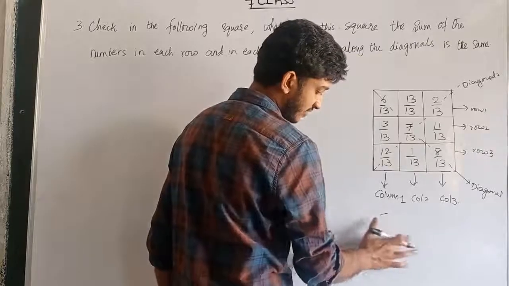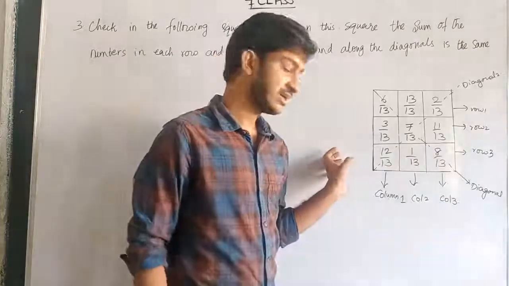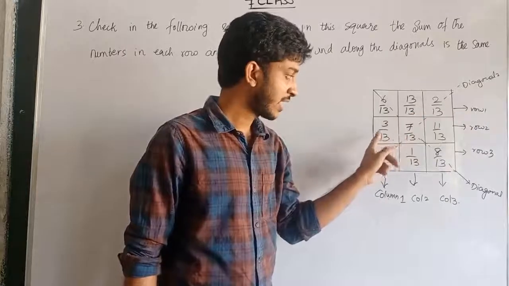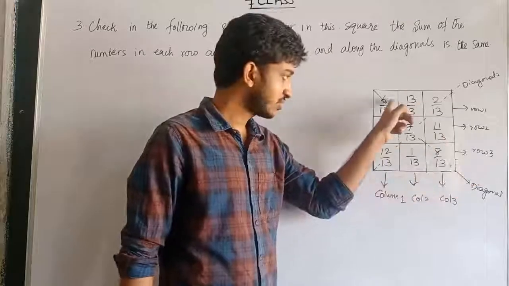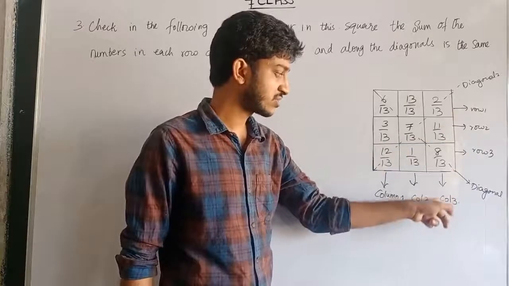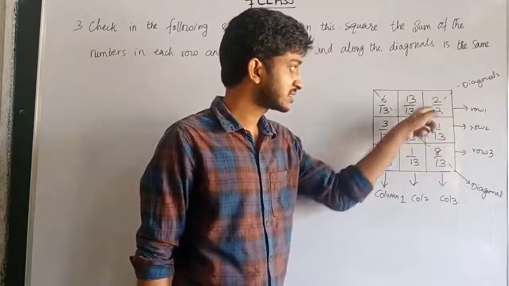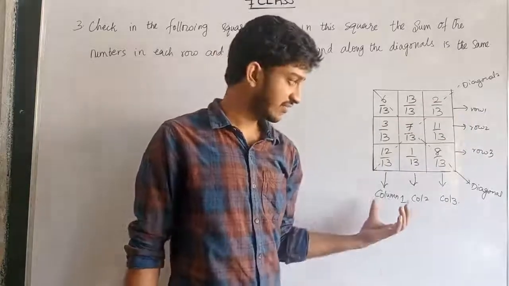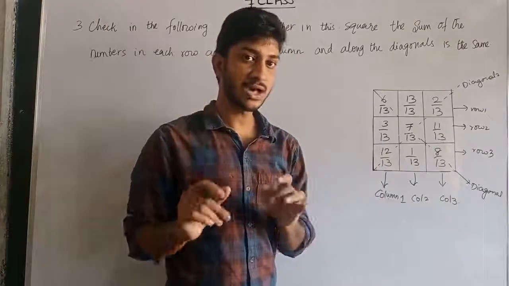He is asking for the sum of each row, which means we have to add the 3 numbers in row 1, 3 numbers in row 2 and 3 numbers in row 3, and also the 3 numbers in column 1, column 2 and column 3, and also the 3 numbers in diagonal 1 and diagonal 2. After we get values for each sum, check whether the answers are the same or not.